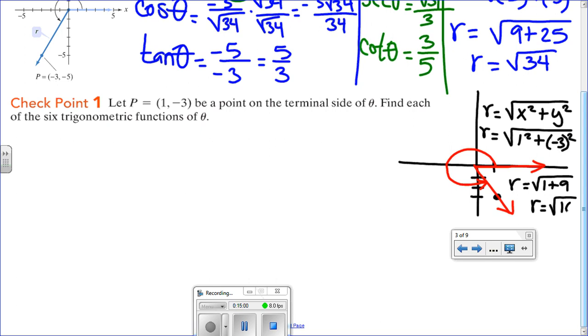Okay, so I got the square root of 10. You cannot simplify it, so that's what we're going to use for r.